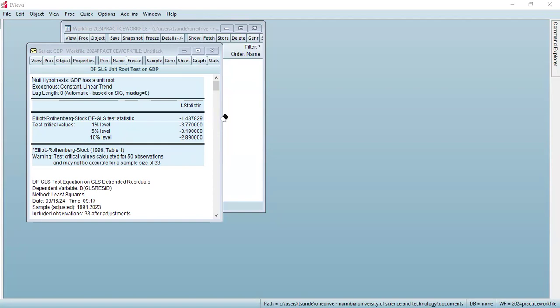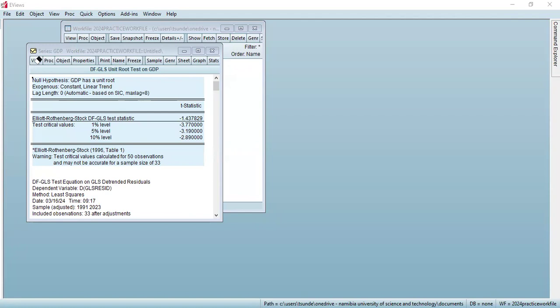Now we have found that our variable is non-stationary in levels using the model with constant and the model with constant and trend. It's non-stationary in levels. So the next thing that we have to do is to repeat the test in first differences. We difference the variable once and see what happens.